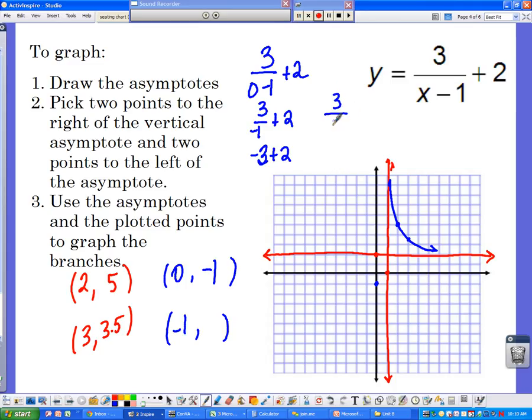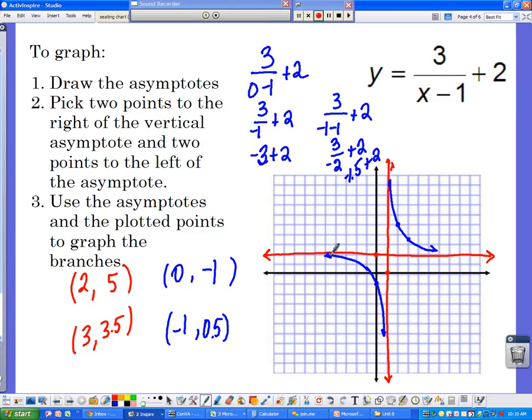The other one, I get 3 over negative 1 minus 1 plus 2. So I get 3 over negative 2 plus 2, so I get negative 1.5 plus 2, which gives me 0.5. So I get negative 1 and 0.5, okay? And then we graph those, and remember that just gives us an idea of where our branches are supposed to be. So that's what the graph would look like.